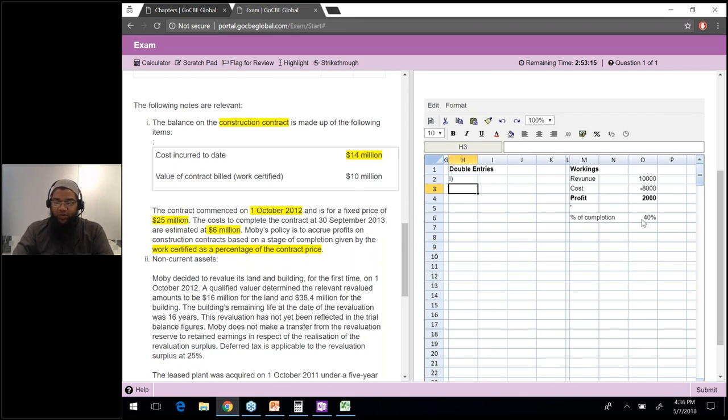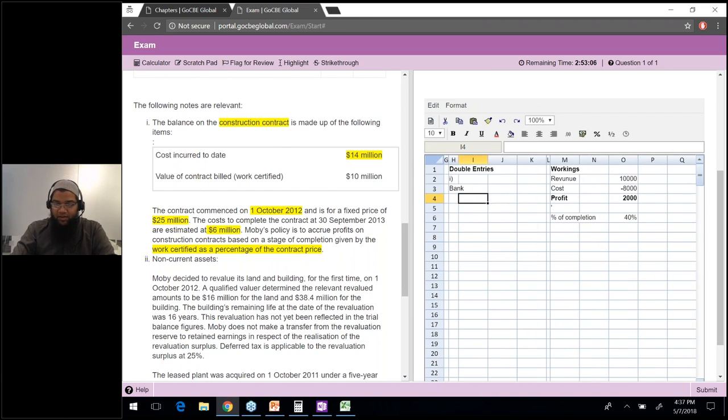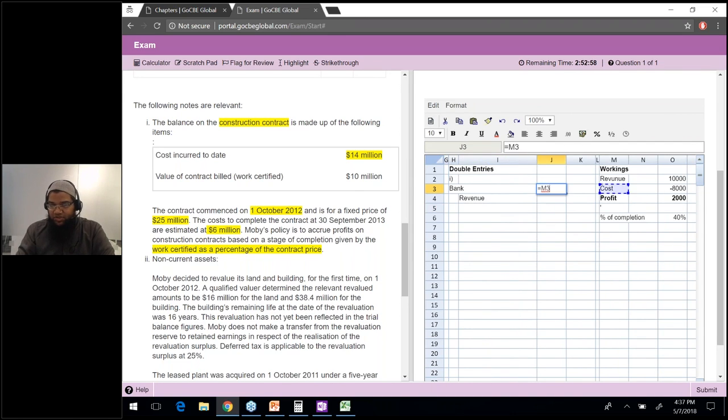So now what entry are we going to make? We are going to record the entry as bank debit and revenue credit by the amount of $10,000. This is the amount of revenue, and according to the question, we have already received $10 million. So that is why I have used bank. If the amount would have been receivable, we would have treated this as receivable.